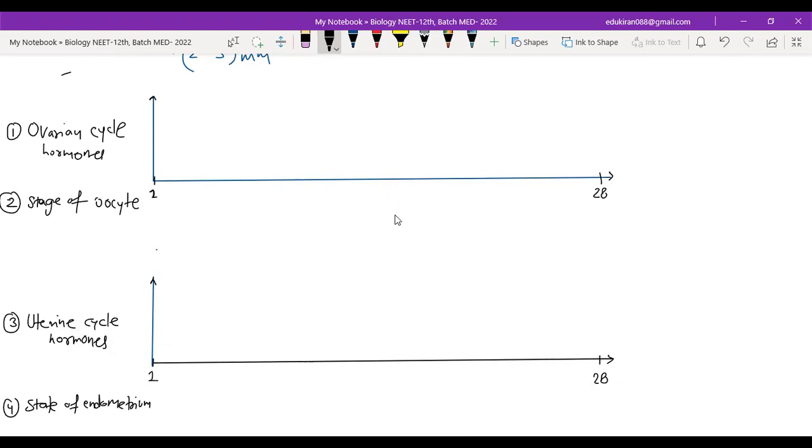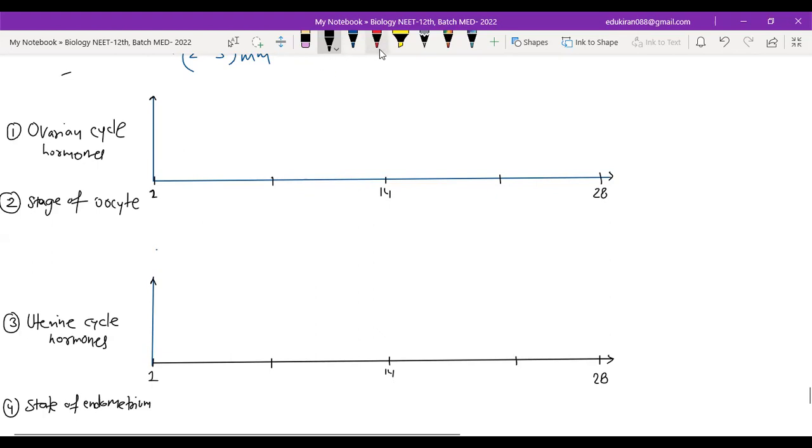Okay, everyone, in the middle here is day 14. And then this will be day 7. This will be day 21. Okay, the markings are clear. Yes, everything is happening simultaneously.